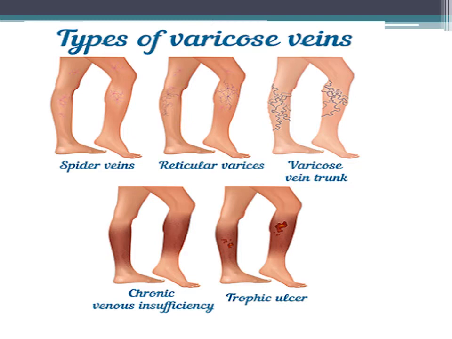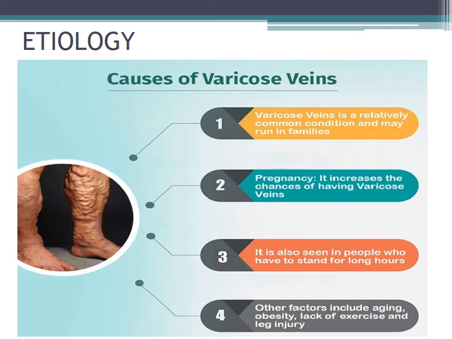And when all these conditions occur, you start to see that it starts to break open. And again, that is when the formation of an ulcer begins. Okay, it can run in families, because as I told you, it is a common condition and may run in families. Pregnancy, again, increases the chances of having varicose veins.